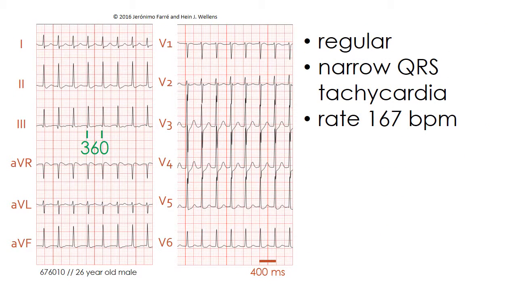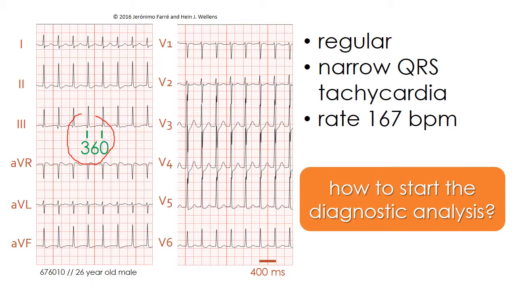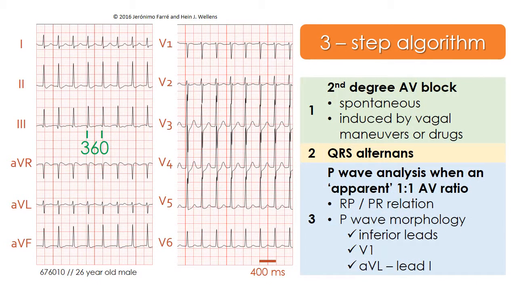This was a regular narrow QRS tachycardia at a rate of 167 beats per minute, corresponding to a cycle length of 360 milliseconds. How to start the diagnostic analysis in this case? We will start discussing with you in this video a 3-step algorithm for patients with a narrow QRS tachycardia.